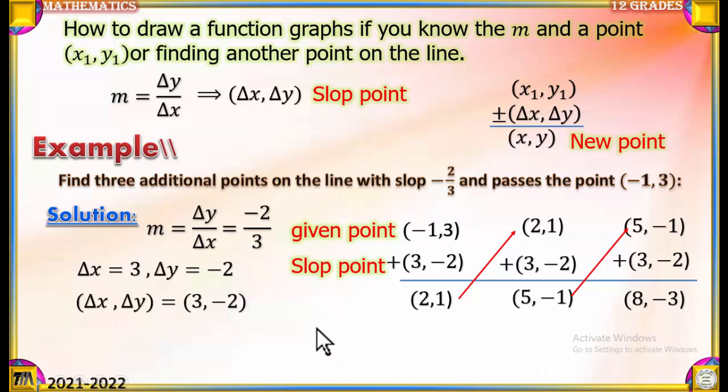We have another way to find this. Find the equation of the line using the point (-1, 3) and the slope minus 2 over 3. Then take a value for x and find y.